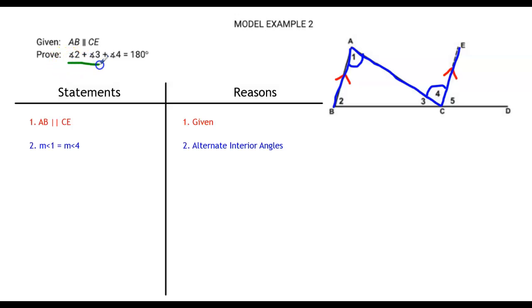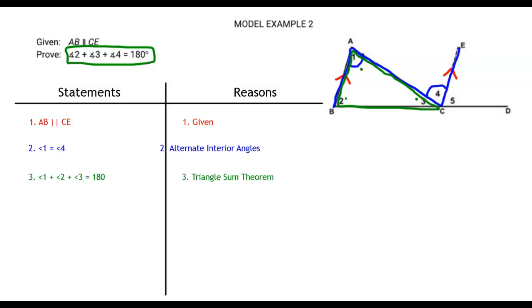The question asks us to prove that these three angles add together to equal 180. And when I think three angles equal 180, I think the triangle sum theorem. I see that angles 1, 2, and 3 add together to give me 180. So I'm going to follow with that. That's going to be my third statement. And here's one thing that you might have already noticed. I am trying to prove that 2, 3, and 4 are equal to 180. I have 1, 2, 3 are equal to 180, but I also know that 1 can be easily replaced with 4. So that's what I'm going to do next.